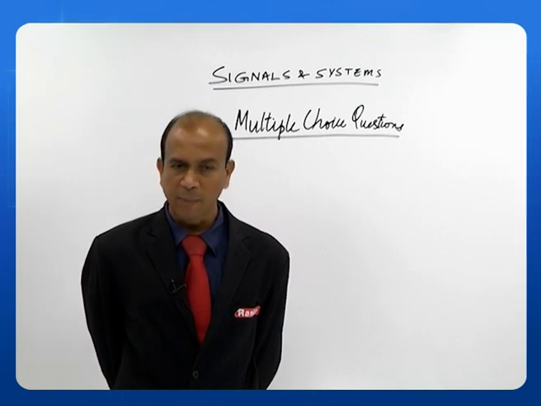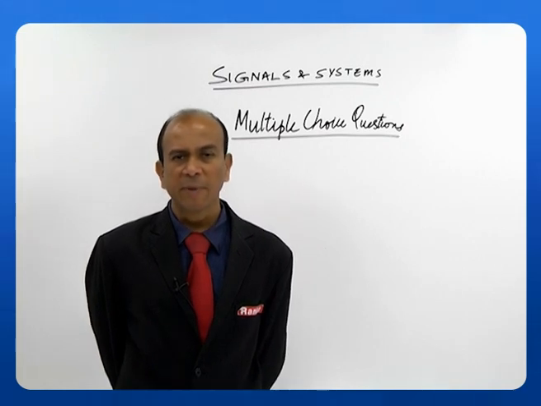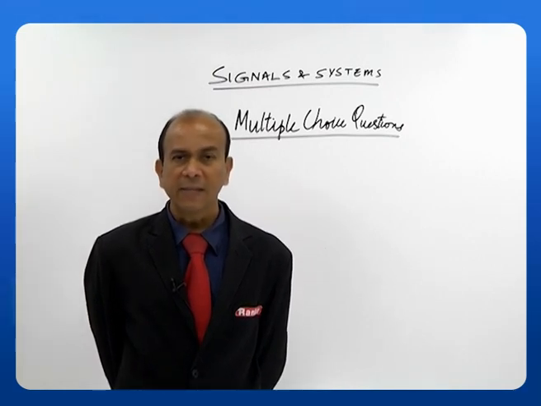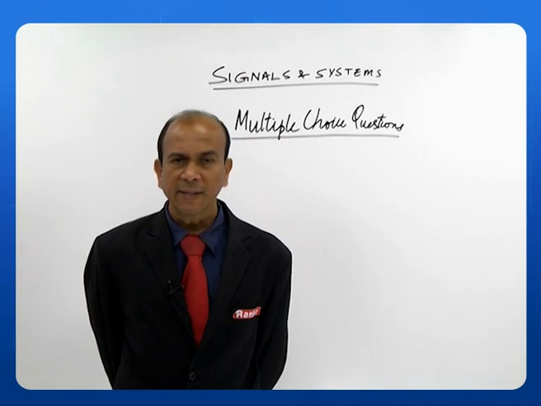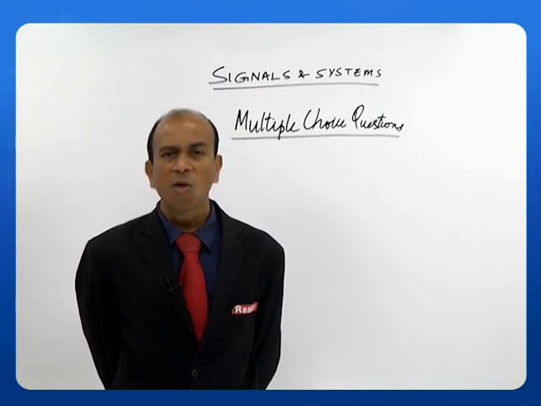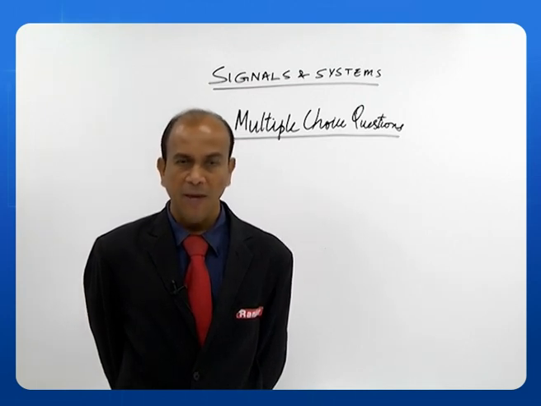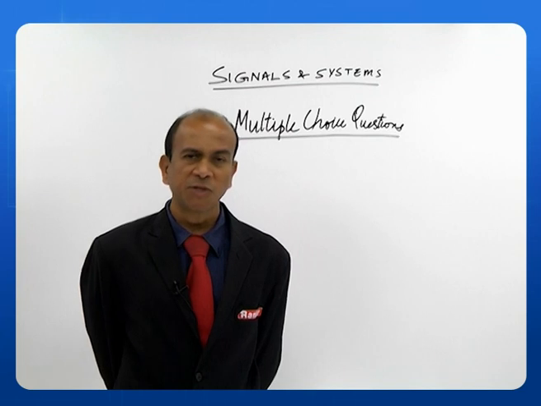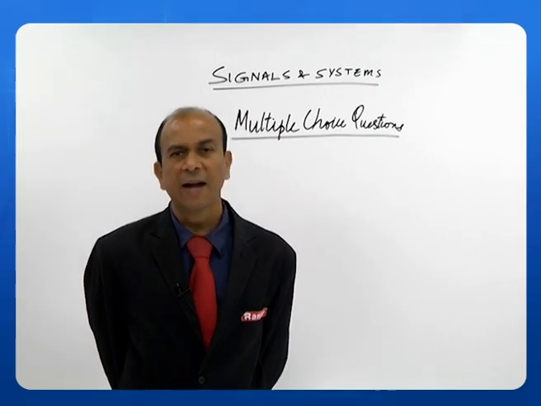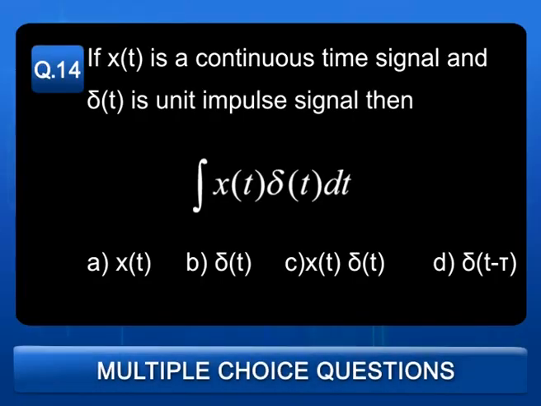So C is also eliminated. Because C is eliminated, B is also eliminated. The answer is A, that is x of t. So any signal integrated with the delta of t signal or impulse signal, you will get the same signal, that is x of t. If I multiply with delta of t minus t naught, earlier question we have seen that it was x of t naught, when t is equal to t naught. So the answer is A.